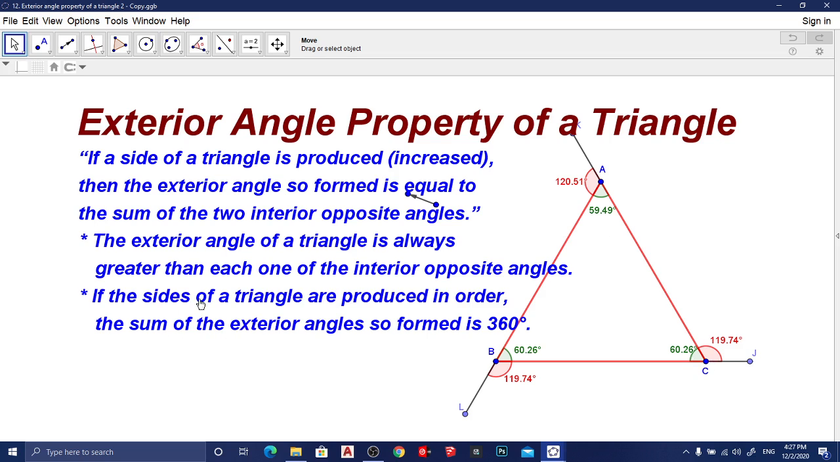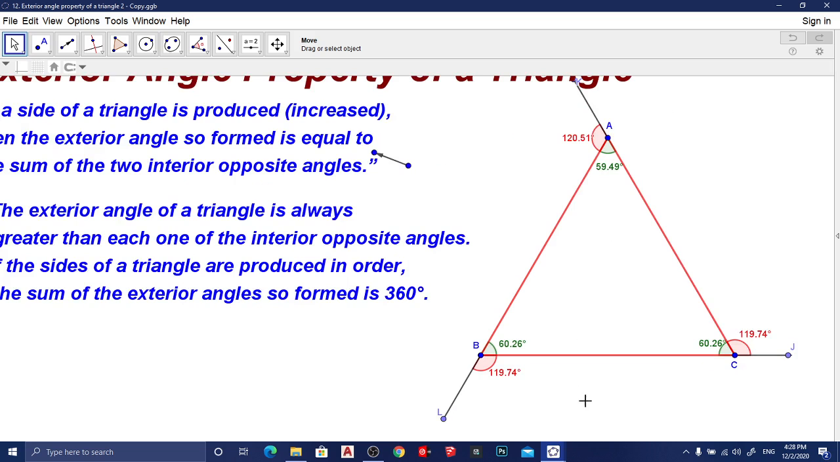Next, if the sides of a triangle are produced in order, the sum of the exterior angles so formed is 360 degrees. Like this, if we produce in order, by adding these three angles, we will get 360 degrees. 119.74, 120.51 plus 119.74. If we add all these three exterior angles, we will get 360 degrees. The sum of the exterior angles so formed is 360 degrees. So that is one more property you have to remember in the exterior angle property of a triangle.